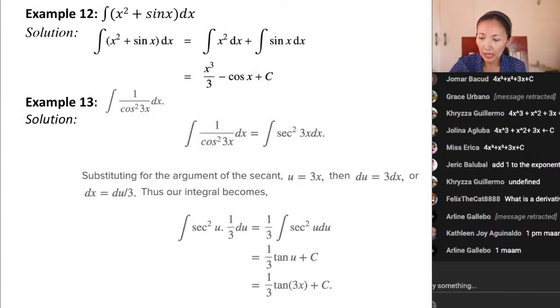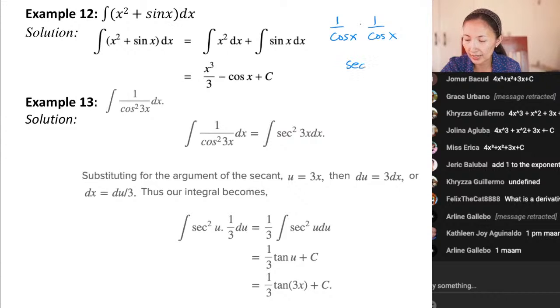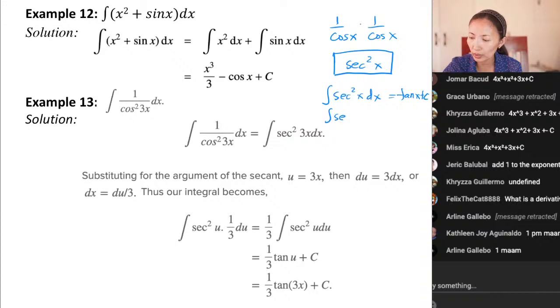Number 13. How about if we have integral of 1 over cosine squared 3x dx? Now, this is applying some of the identities. You know that 1 over cosine squared x, which is 1 over cosine x times 1 over cosine x, is secant squared x. Okay? And which trigonometric function has the derivative secant squared x? It's the tangent. So, integral of secant squared x dx is equal to tan x plus c. Or a more general form, if we have secant squared u du, then it's equal to tan u plus c.